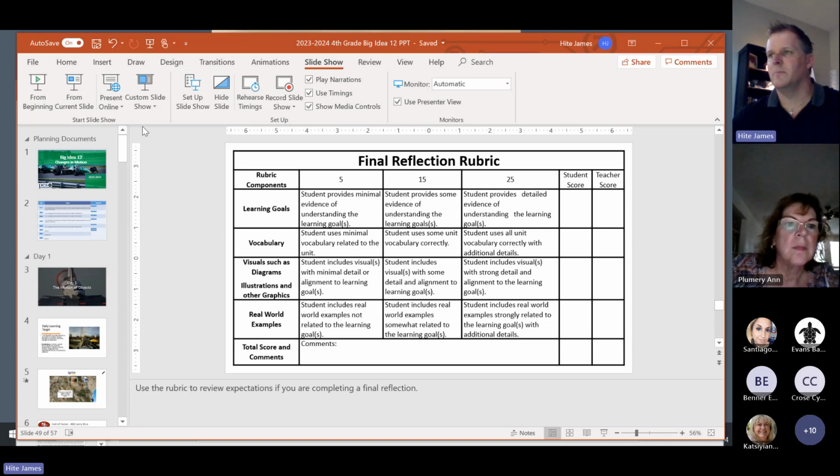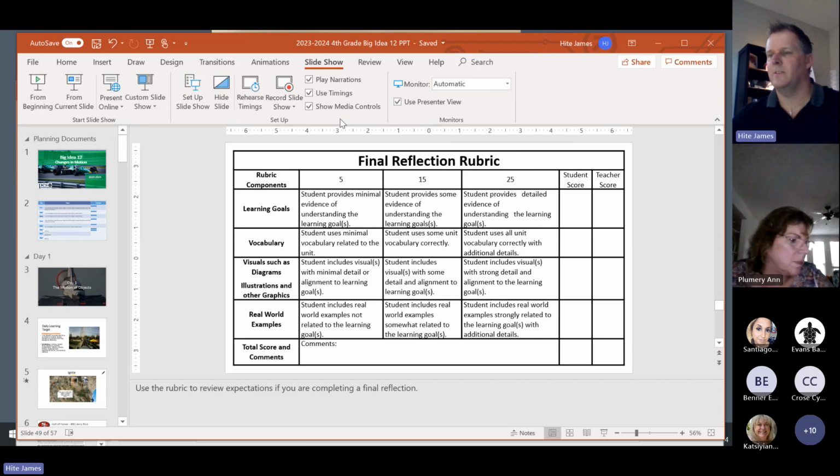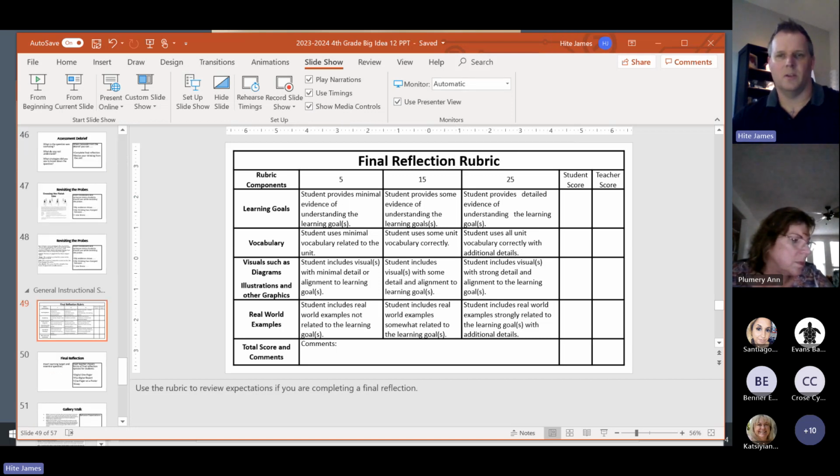So that is Big Idea 12 in a nutshell. A lot shorter, but it's good. It's got some good hands-on activities and different things there. So any questions on Big Idea 12?